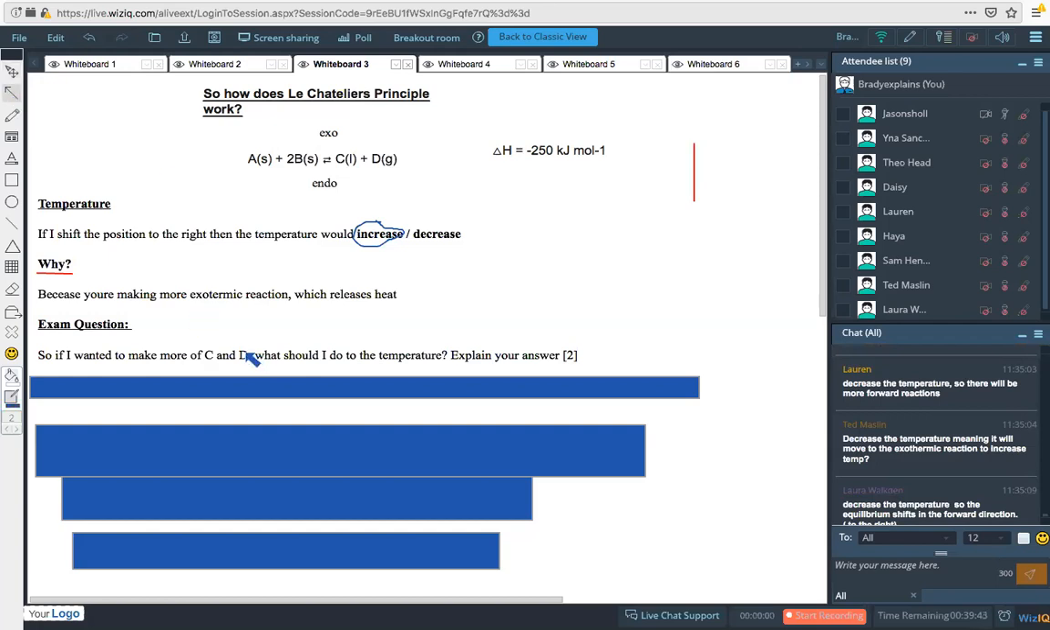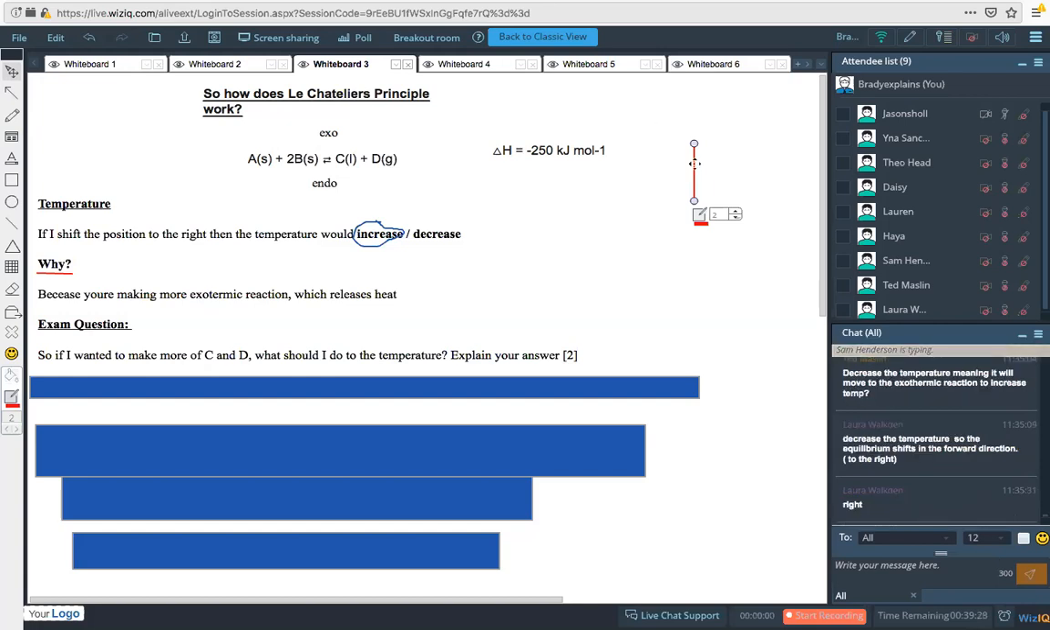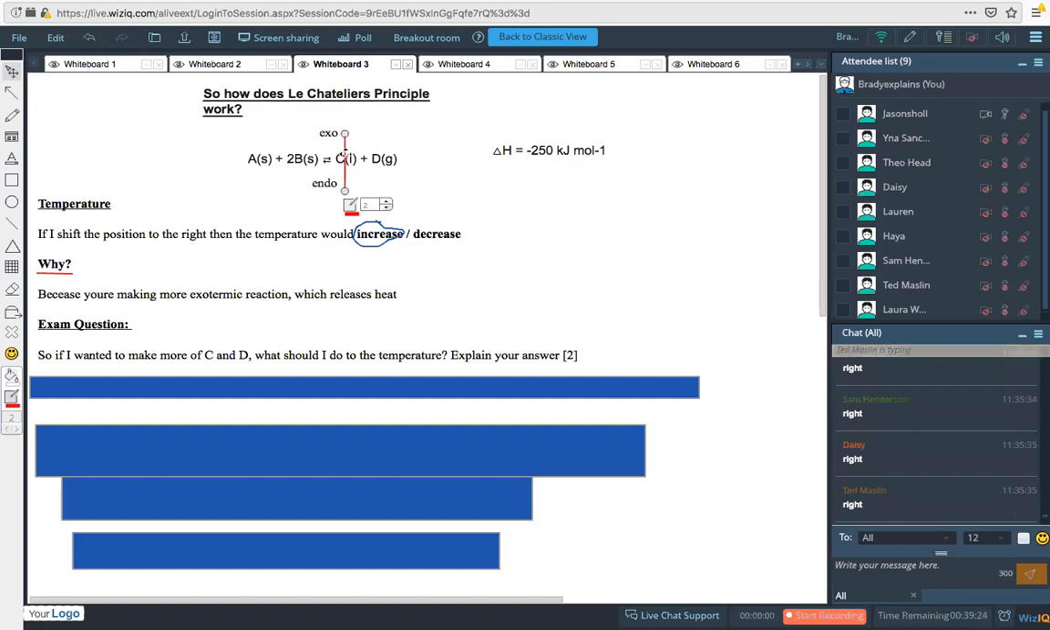So I'm going to ask you some quick fire questions. You can just type in your answers into the chat box straight away. If you want to make more C and D, which direction do we need to shift the position of equilibrium? To the left or the right? To the right. So here's my arrow. We want to shift it to the right. So remember Le Chatelier's principle. Whatever you do, the position of equilibrium will shift to try and stop you.